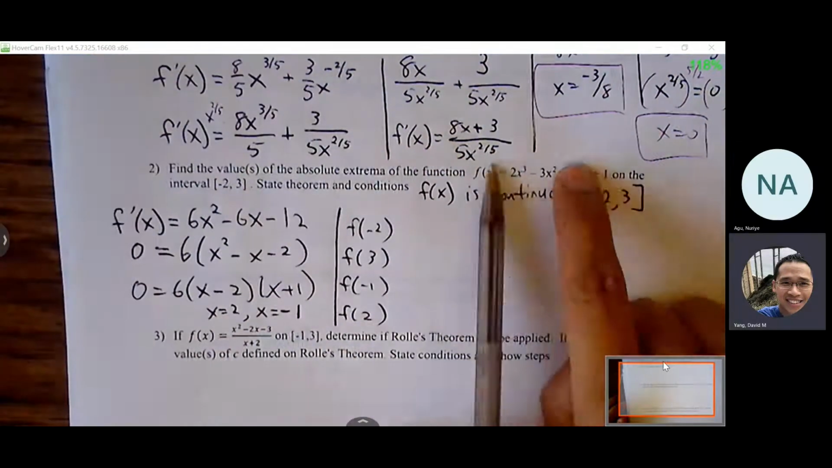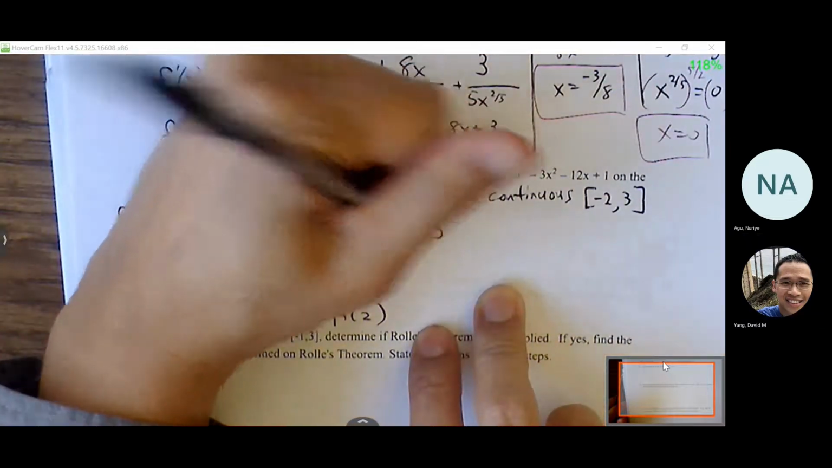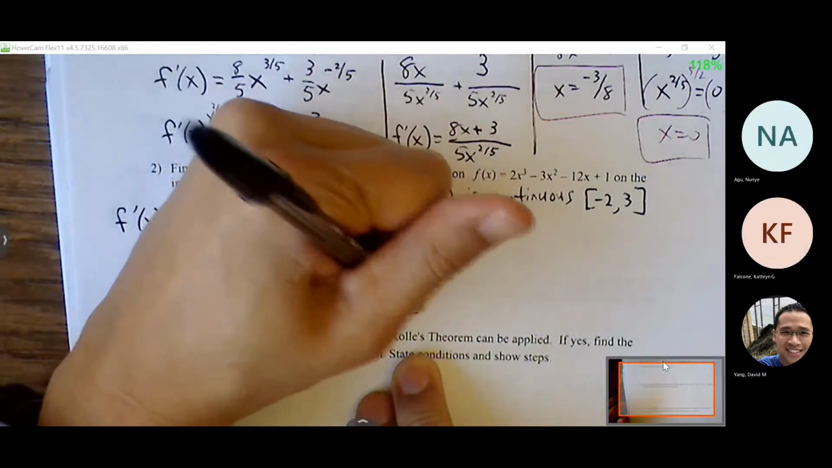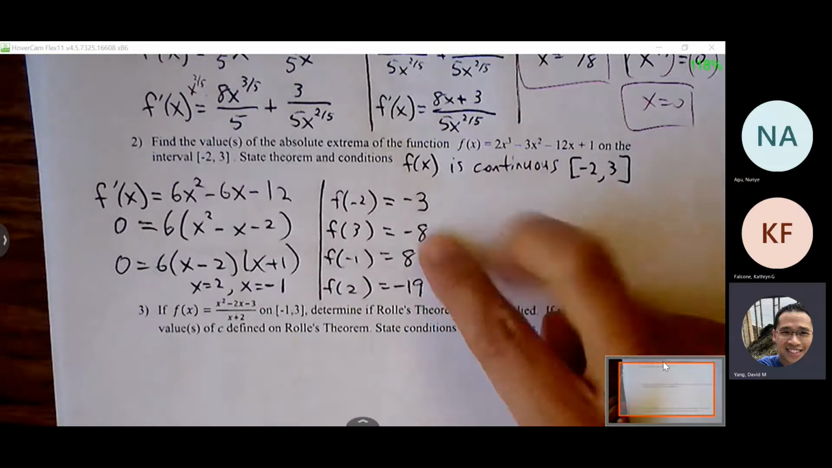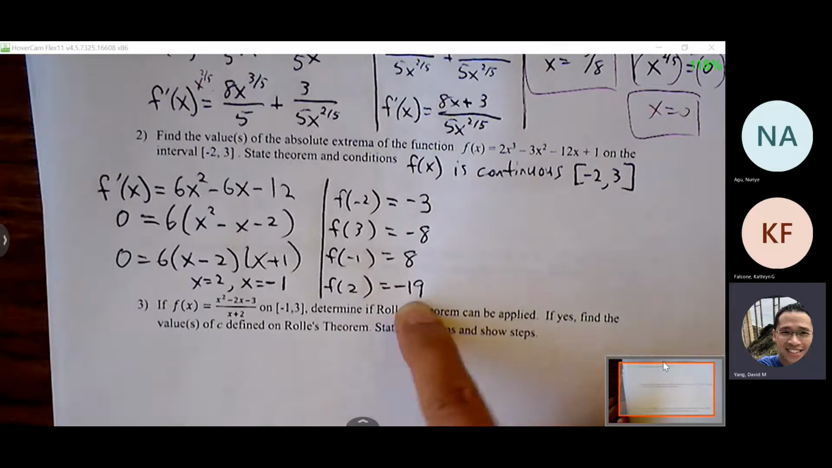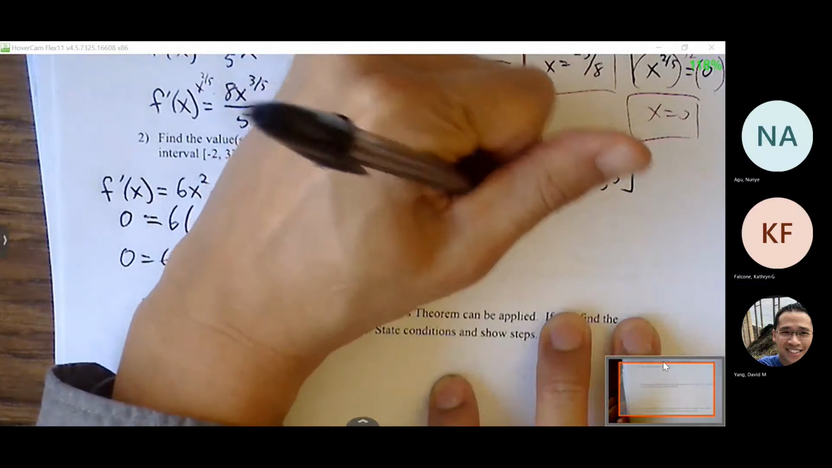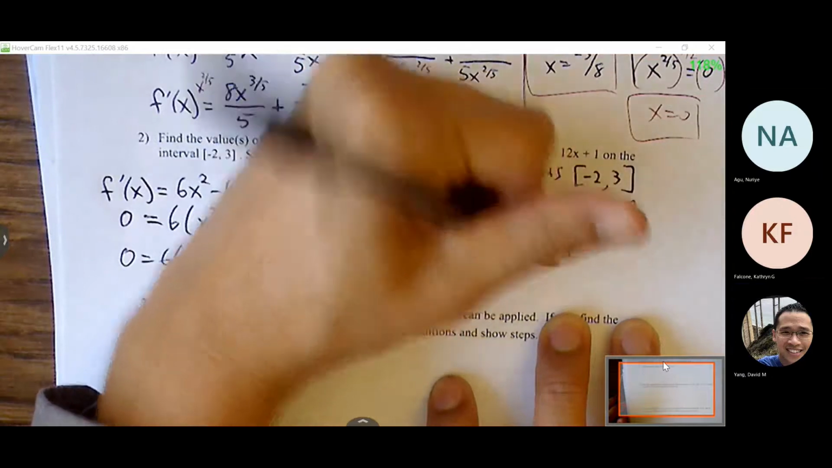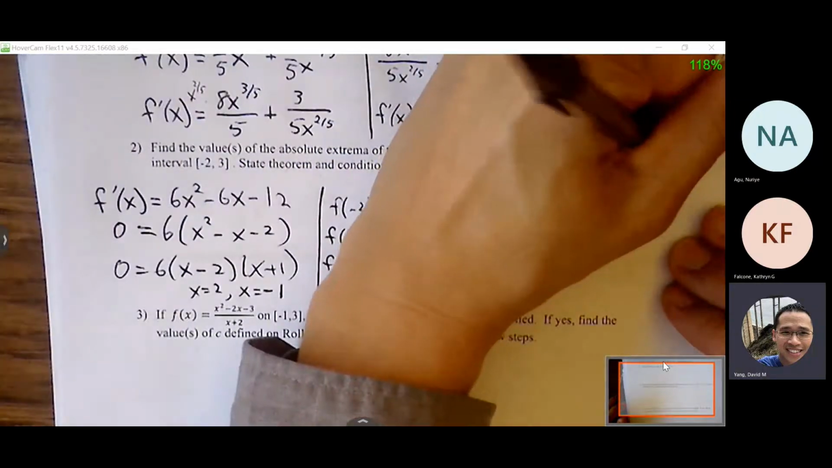They all get inserted back into the original equation, original function. Use your calculator. Now we're basing our decision purely by comparing the y values. Okay. Lowest y value that I see is negative 19. Highest y value that I see is 8. So those are my answers. Theorem is EVT.